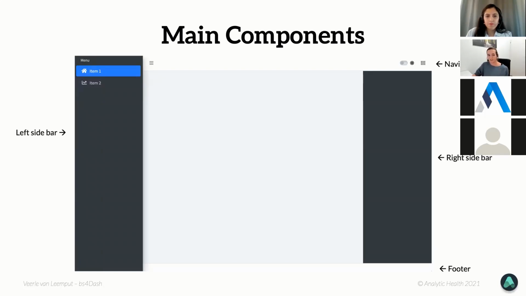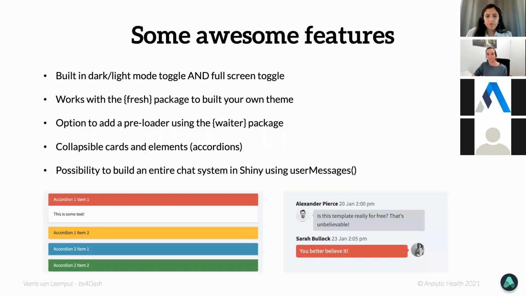Then bs4Dash offers other things as well, like really cool features. For example, it has a built-in light dark mode toggle, and that's hot right now. Everybody wants to have their application in dark mode, and especially if you can switch, it's wonderful. Also, you have a full screen toggle, so you can put your Shiny app on full screen size. It works with fresh. Fresh is another package that helps you to incorporate your own custom theme to Shiny apps. And it also has the option to add a preloader using the waiter package from John Coene.